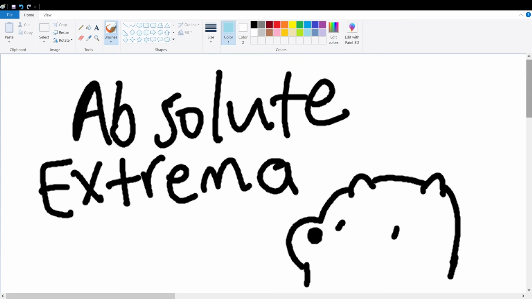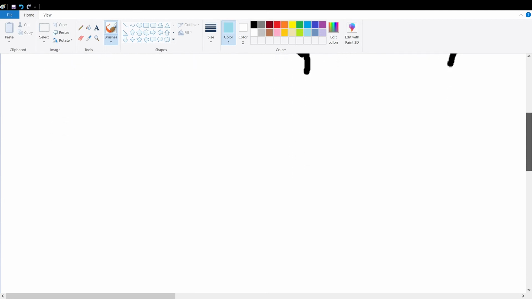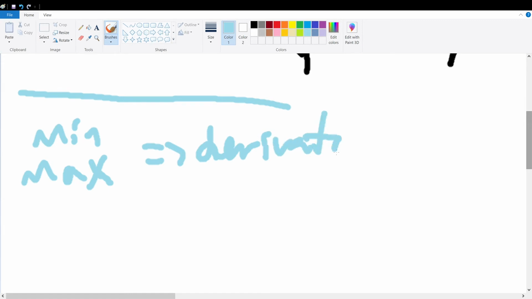Hello everybody, in today's lesson we're going to be doing examples on absolute extrema. Just a recap on what absolute extrema does: it is basically finding out the minimum and the maximum of a function or graph, and this uses the concepts of derivatives. All right, now let's get this lesson started.